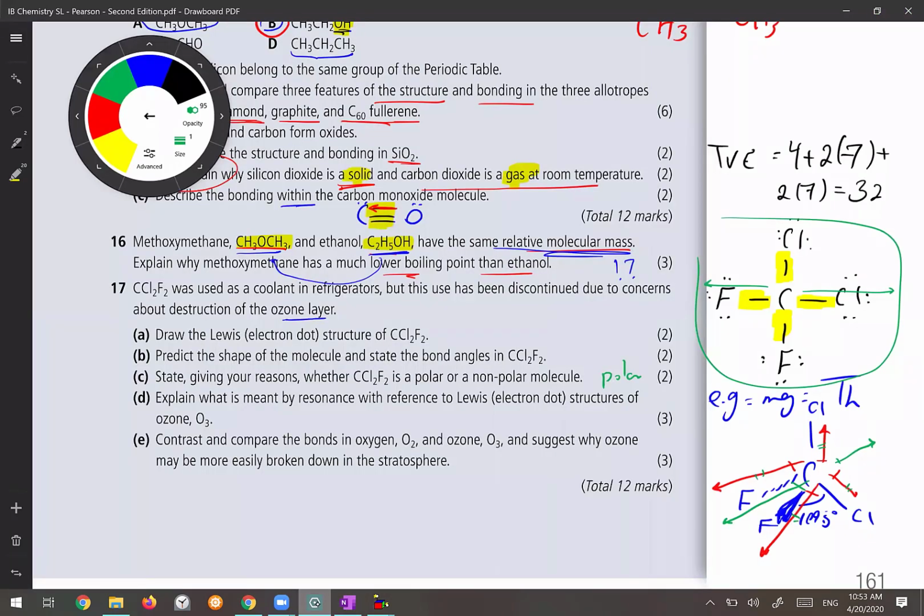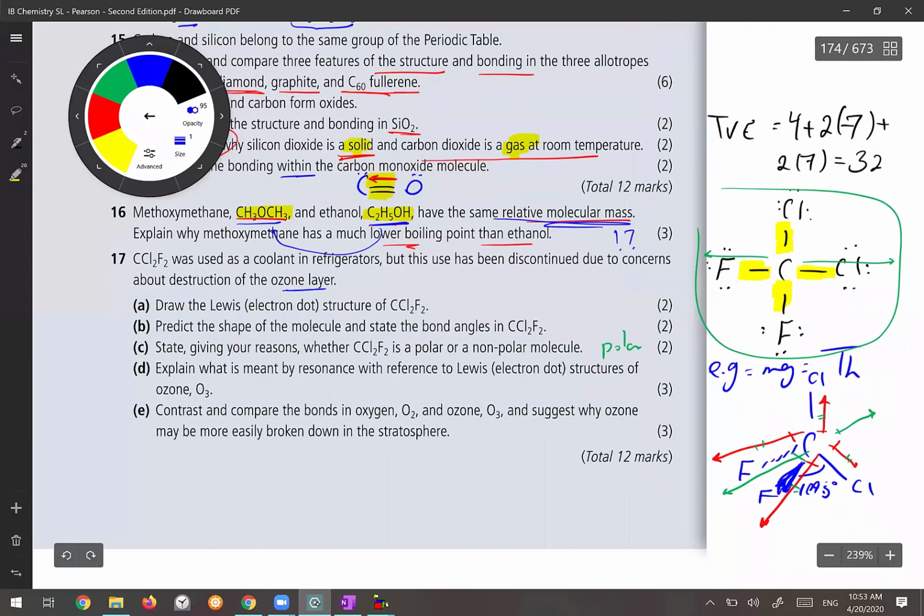Okay, part D says explain what is meant by resonance with reference to the Lewis structure of ozone, O3. Okay, what was a resonance structure? You know that the resonance structure is like this for O3. But what does it mean when we say we have a resonance structure?